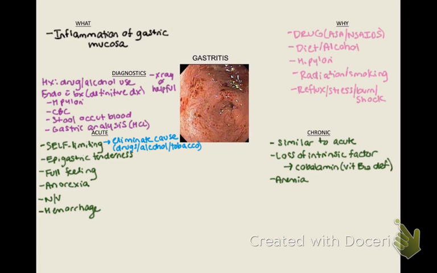With acute gastritis, we want to eliminate the cause. To help with the full feeling, we want to do 6 small meals a day. Take out anything that's irritating in the diet. If there's nausea and vomiting involved, initially they can be nothing by mouth. We can give them IV fluids and anti-nausea medications. If there's a hemorrhage, we can do an NG tube lavage to suck anything out that's in there.